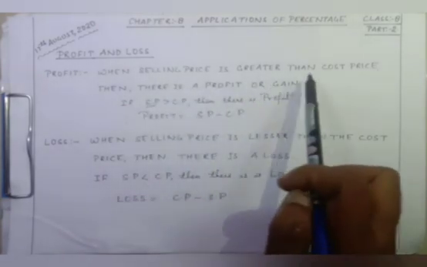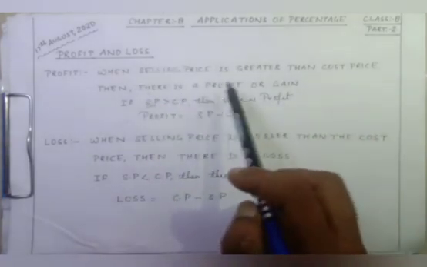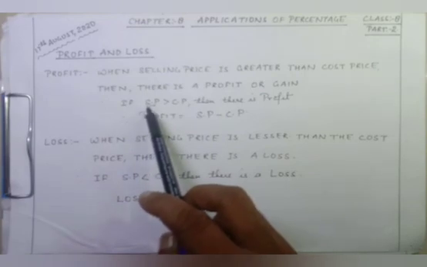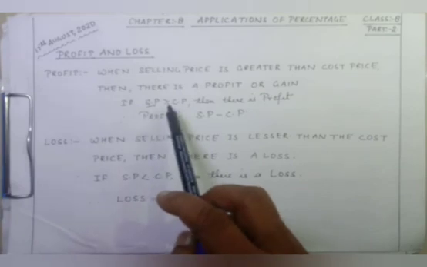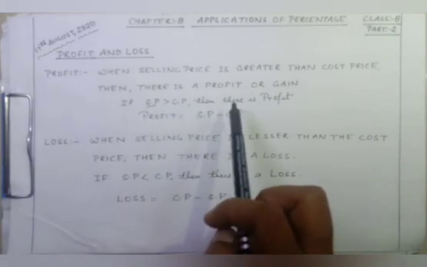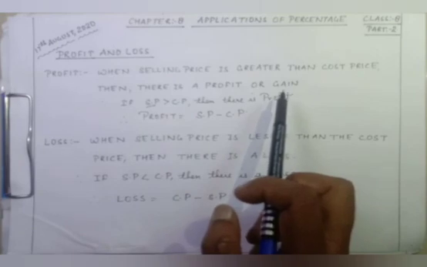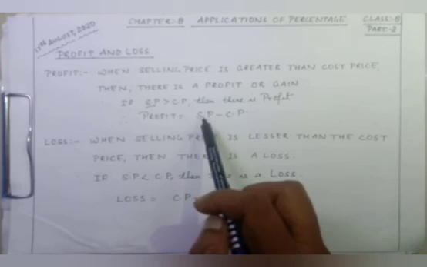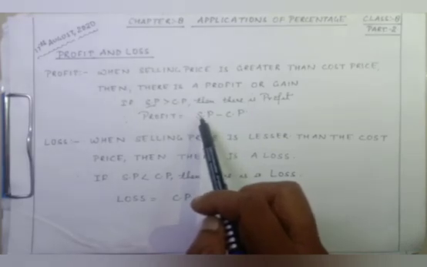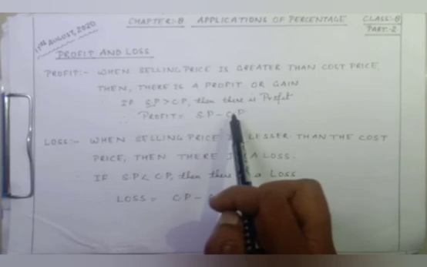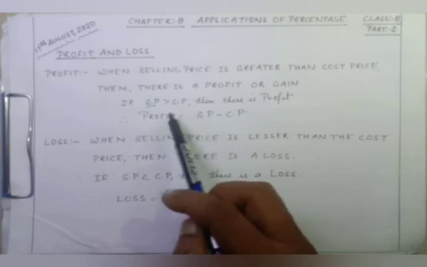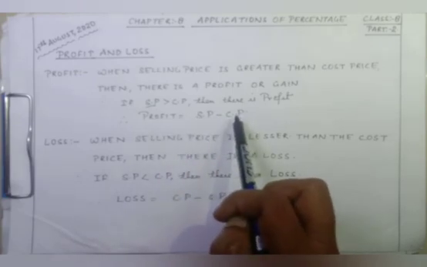When selling price is greater than cost price, then there is a profit or gain, we can say. But there is a condition over here. When we are going to have a profit, selling price should be greater than cost price, then only we are going to have a profit. And how we are going to find out a profit? Simply, first we should know the selling price and we should know the cost price, and we are going to subtract cost price from selling price. So profit is equal to SP minus CP.